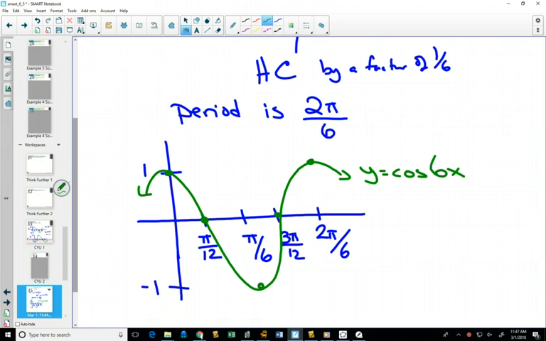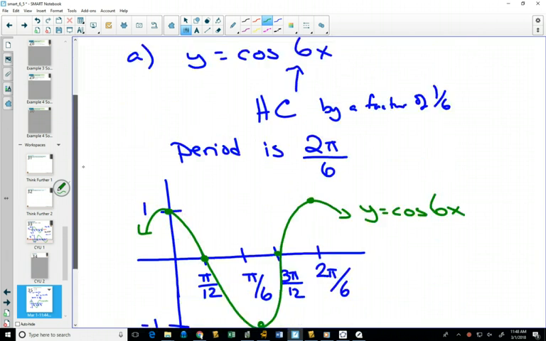So even though the question just asked us for the period, and since the period was 2 pi and we have a horizontal compression by 1/6, it becomes pi over 6. What we're going to do is we're going to start practicing graphing already, so that when we get to graphing more in the next section, we've got a good practice of it.